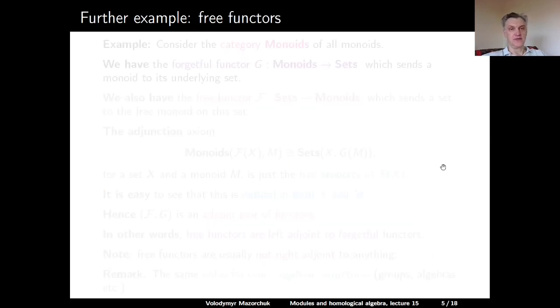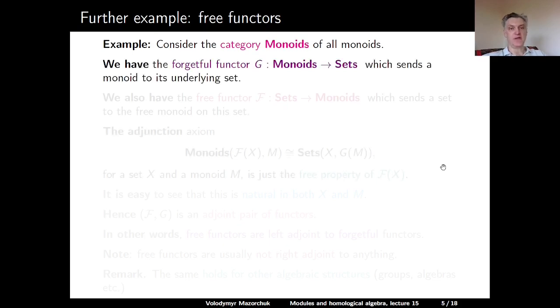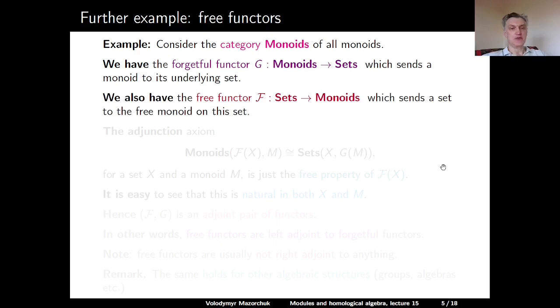Here's a more advanced example. Let us talk about free functors. Consider the category Monoids of all monoids and monoid homomorphisms. Then we have the forgetful functor, let's denote it by G, from the category of monoids to the category of sets, which takes a monoid and sends it to its underlying set. And we also have the free functor, curly F, from the category of sets to the category of monoids, which sends a set to the free monoid on this set.